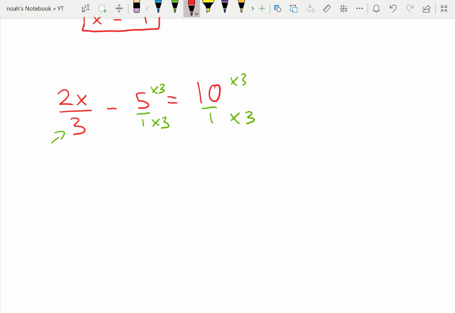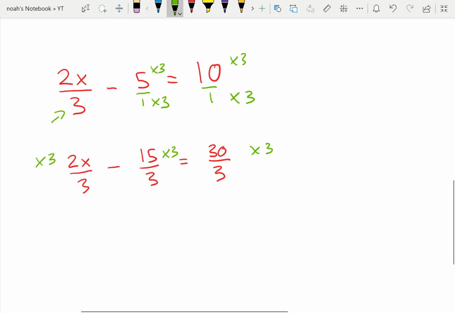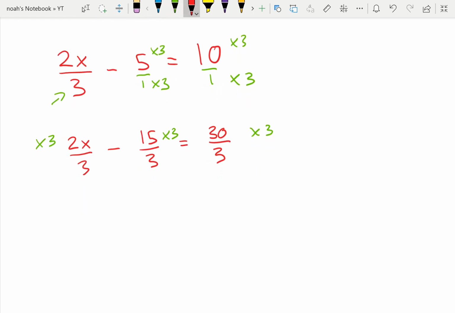Then this goes to 2x over 3 minus 15 over 3 equals 30 over 3. Now, we can just cancel out the 3's on the bottom by multiplying the left side by 3 and the right side by 3. This gets rid of the denominator on the bottom. So we're left with 2x minus 15 equal to 30.